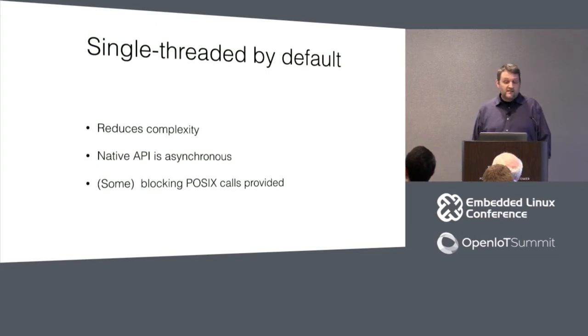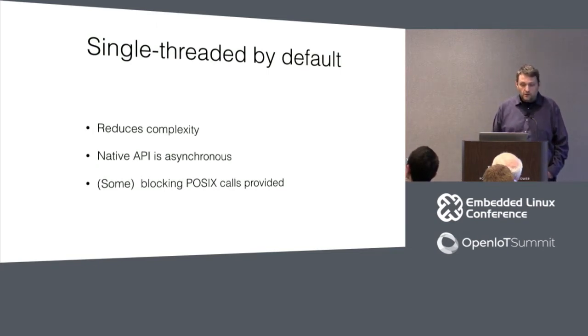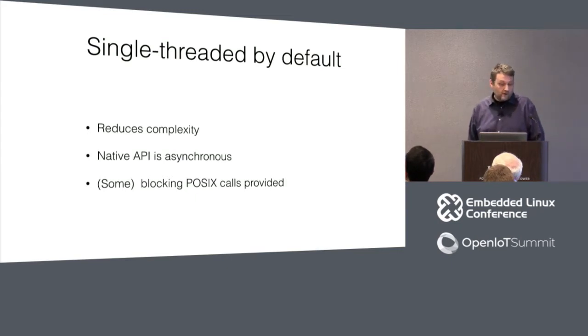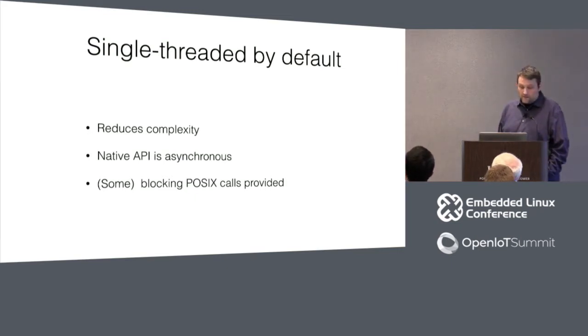IncludeOS is single-threaded by default. That sounds weird for some people, but there are benefits. This really reduces complexity, and the native APIs are asynchronous, but there are some blocking POSIX calls provided for backward compatibility and porting. If you were here yesterday, there was a competing operating system and they had the same story. You need some POSIX.